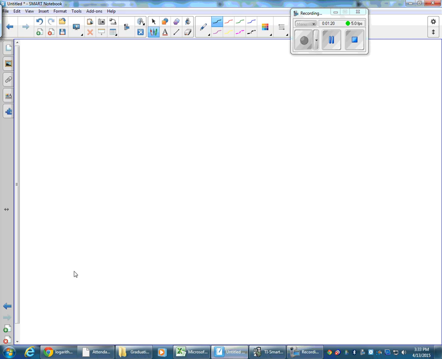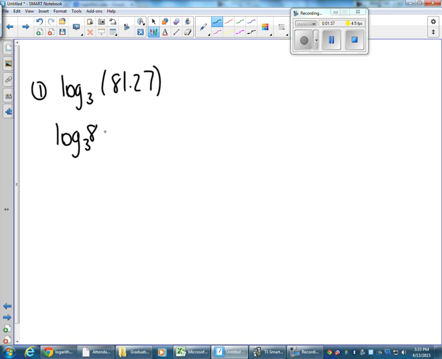So let's say we were to do problem number 1, which is the log base 3 of 81 times 27. The directions say express as a sum of logarithms. So I'm just going to write it as two separate logs, and it would be log base 3 of 81 plus log base 3 of 27. If I were to type this in my calculator and get an answer, and this in my calculator and get an answer, I get the same answer.